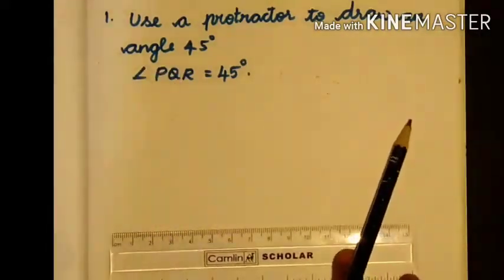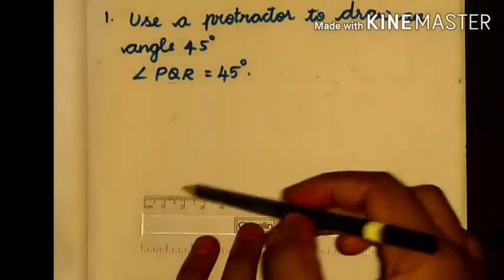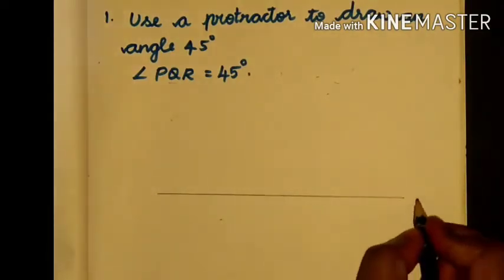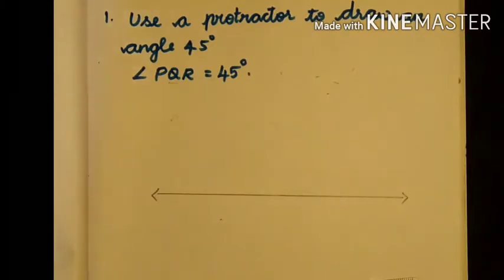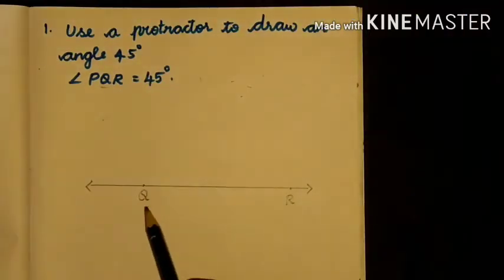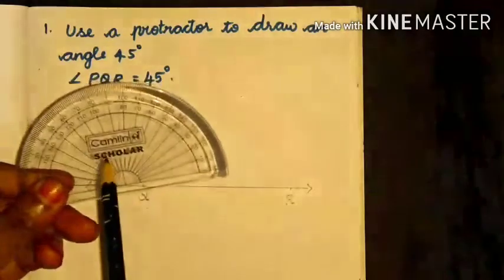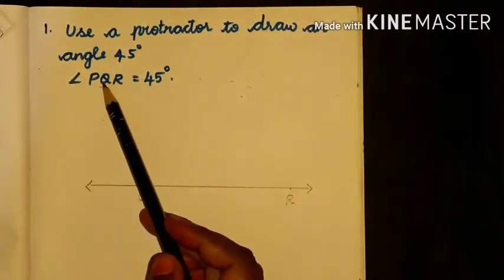Let's see how to measure an angle. For that, first draw a line using a ruler. Then mark points Q and R. Students, you have to place the protractor at the vertex point alone. See, here the vertex point is Q.